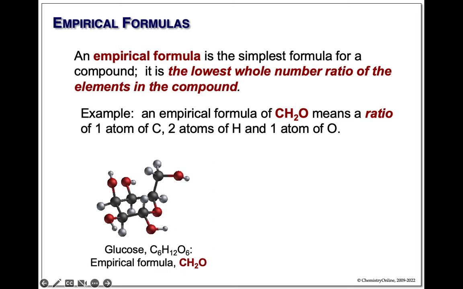If we take the lowest whole number ratio here, for every 1 carbon, there are 2 hydrogens and 1 oxygen. It is CH2O. That's the empirical formula. If you did an analysis on glucose, the result you would get back from the lab is CH2O.